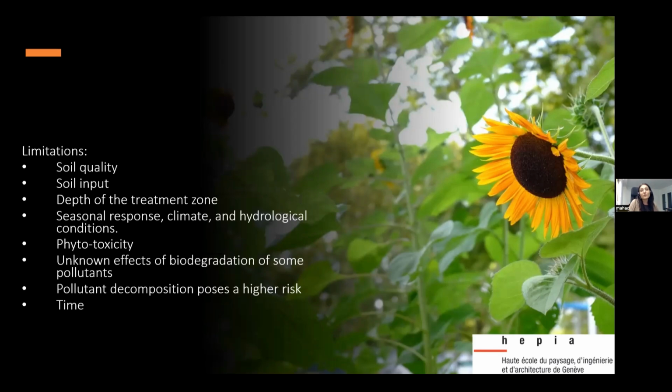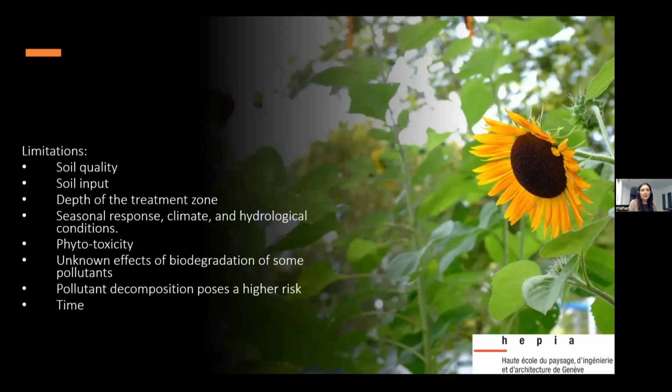In addition, the depth of the treatment. Rhizosphere cannot reach all the types of contamination. Actually, it depends where the contamination is located. In addition, we talk about seasonal effect. If there are any hydrological condition problems, we talk about phytotoxicity. Plants in some cases could not grow at all in specific types of contamination. And in addition, there's an unknown effect of biodegradation of some pollutants, whereas some pollutants could, after decomposition, be more risk for human health than before decomposition.